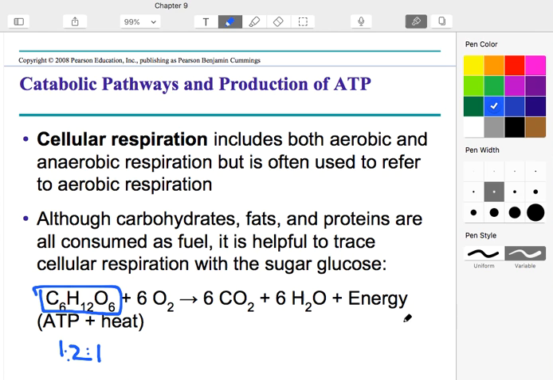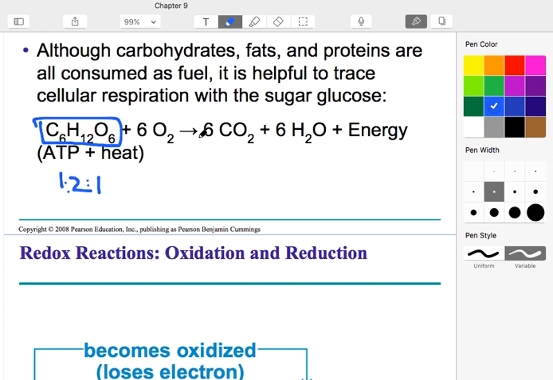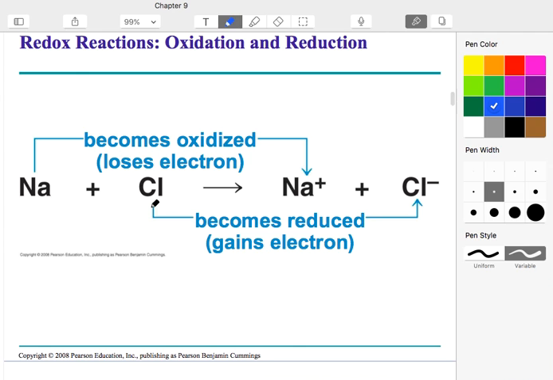Energy is not only ATP, but energy is both ATP and heat. And this process will involve some oxidation and reduction. So before I move on to that example, I'm going to talk about another kind of example which will simplify the concept of oxidation and reduction.